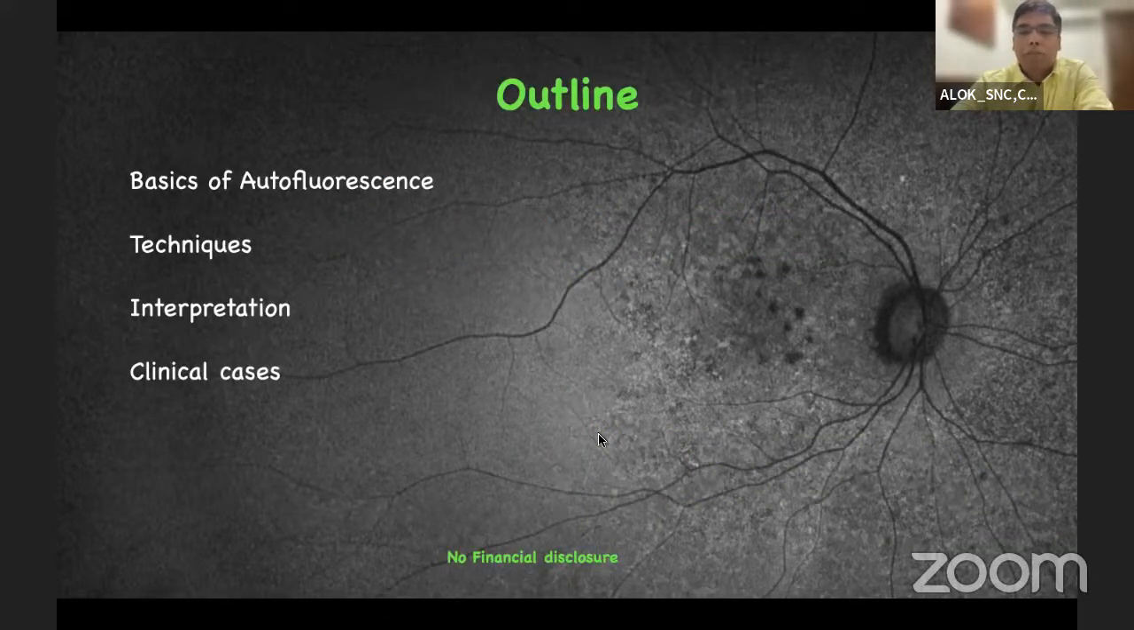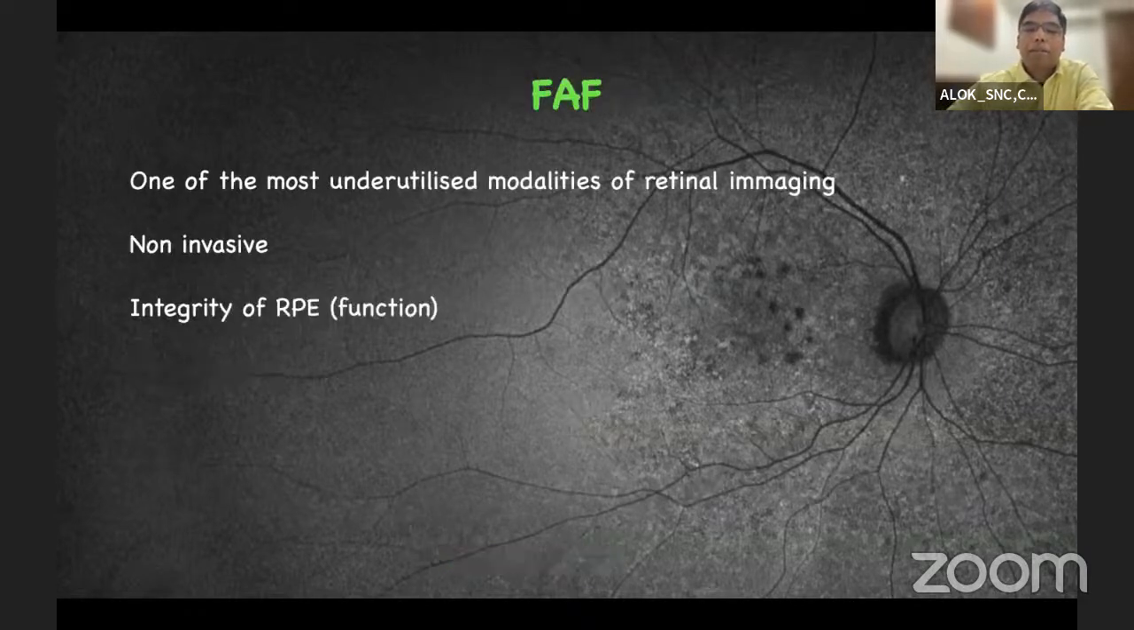So this is the outline of my presentation, where I would be touching a little on basics of autofluorescence, the imaging techniques that we are using currently, and interpretation, where I will be showing a lot of clinical cases. There are about 15, 16 clinical cases. If I am overshooting my time a little, then you may ask me to stop whenever you feel like. But basically, it's more of a clinical presentation than a didactic lecture. And I have no financial disclosures to make for this presentation.